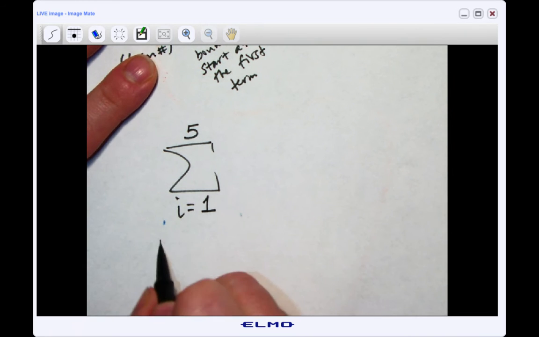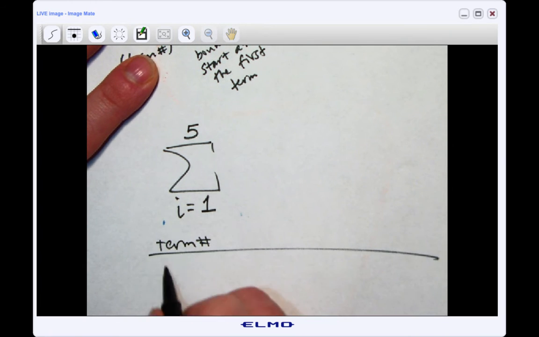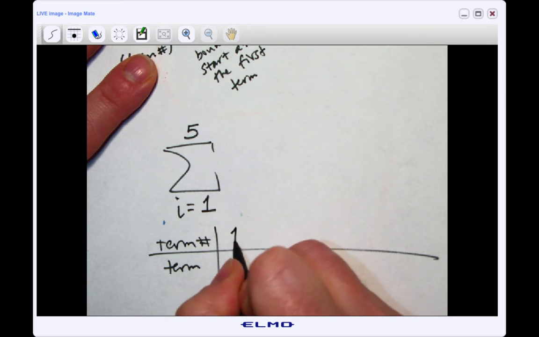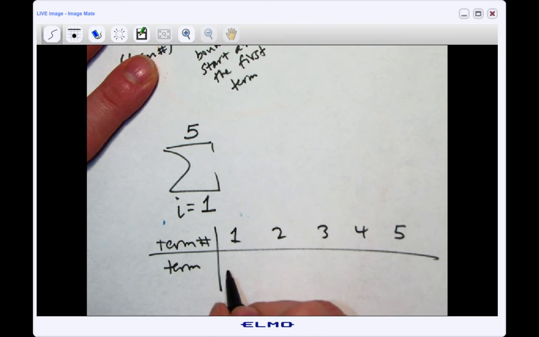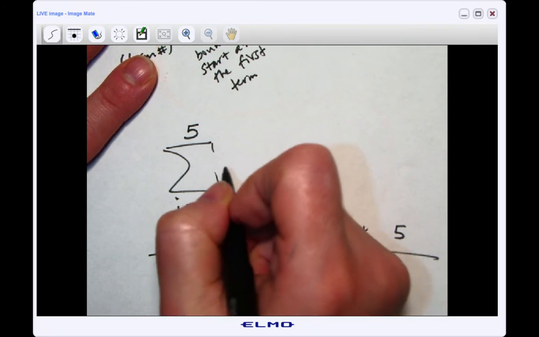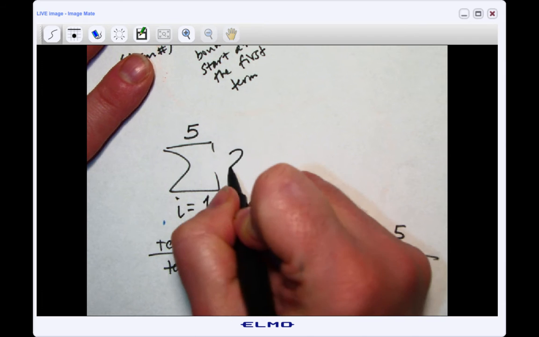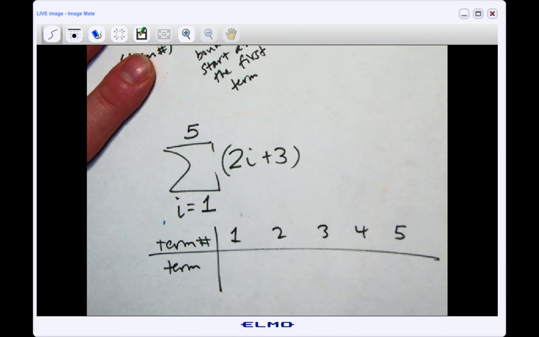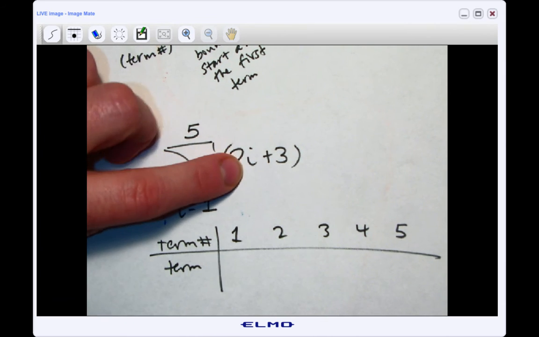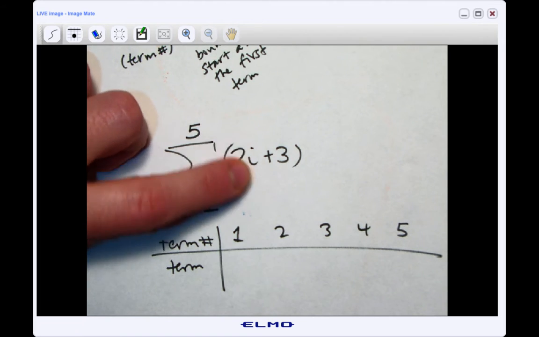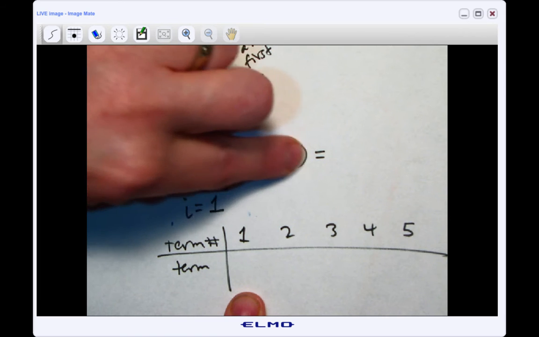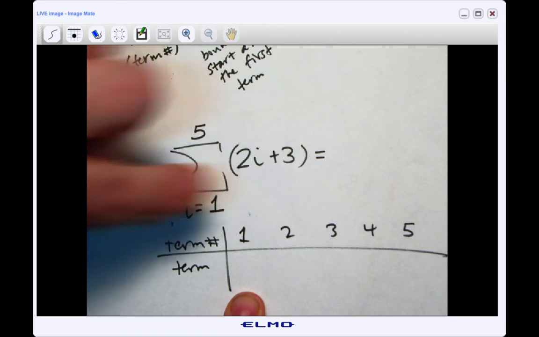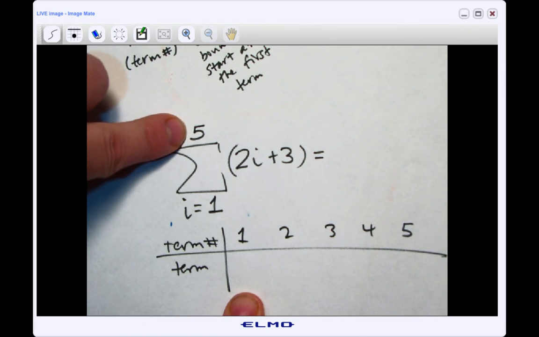If I'm thinking about this like the table that we did before, this is term 1, 2, 3, 4, 5. Once I know what these term values are, I'm just going to add them together. So let's take a look at an equation. It doesn't matter which one we use. Let's say this. The I is telling us that that's the thing that we're going to change. So what this is saying is start at the first term, whatever the first term would be for this sequence, and add all the way up to the 5th term.